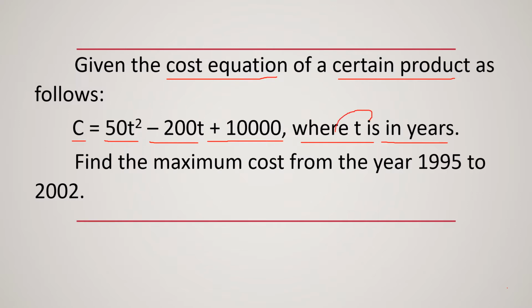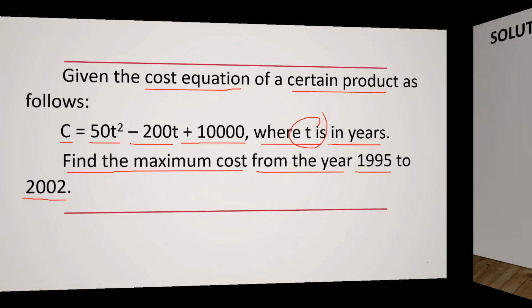So meaning to say this t is in terms of years. We're asked to find the maximum cost from the year 1995 to 2002. So for the solution for this problem, we're going to use the given cost equation, and we're asked to find the maximum cost from the year 1995 to 2002.